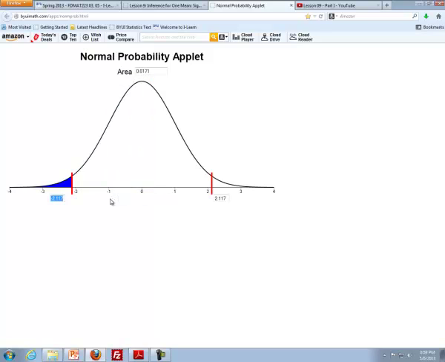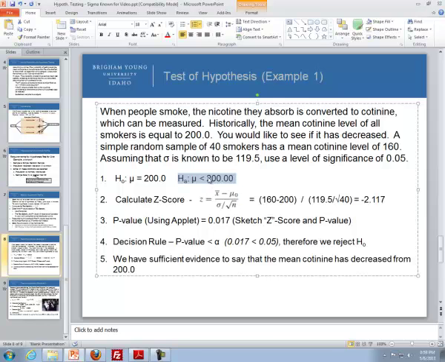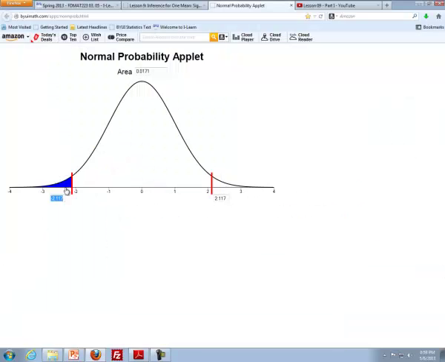We press enter. And then the question is, where do we shade? Since we're doing a one-sided test on the left side, we shade to the left, which we already have. And so now we get a p-value of 0.017.